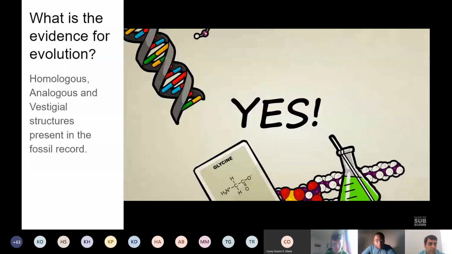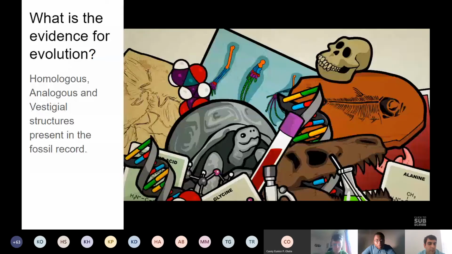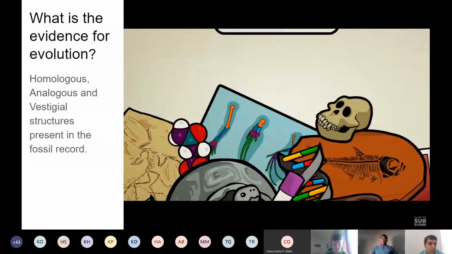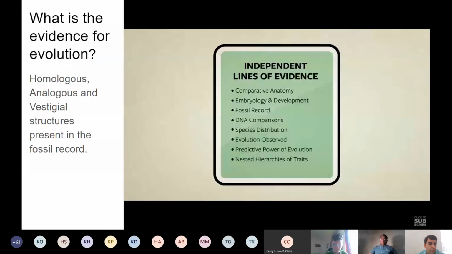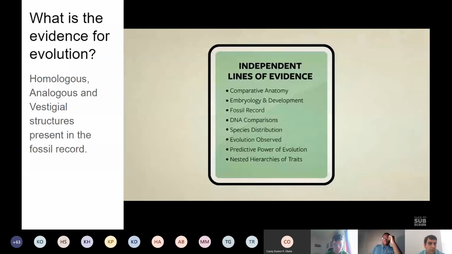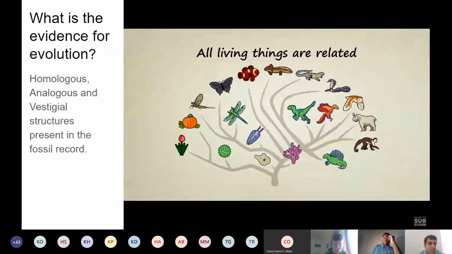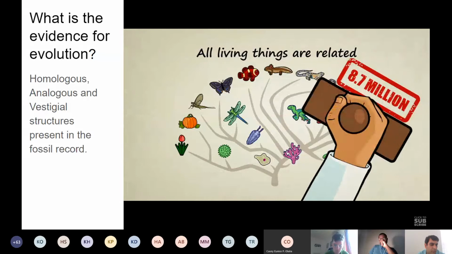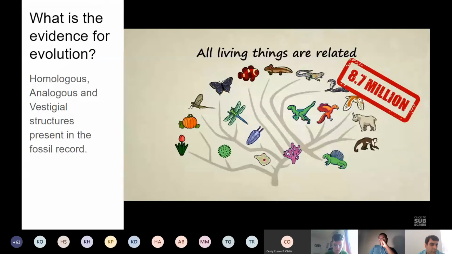Yes. There are so many observable facts from so many different fields of study that the only way we can even begin to talk about them is to group them into categories or lines of evidence. To keep things simple, here we'll focus on evolution's first claim that all living things on Earth are related. We cannot tackle the entire tree of life at once. After all, there's an estimated 8.7 million species alive today.